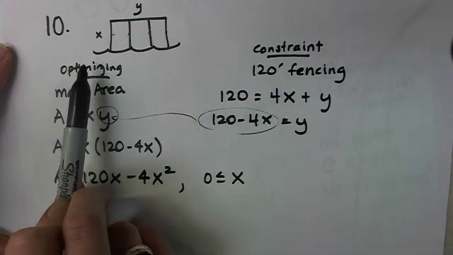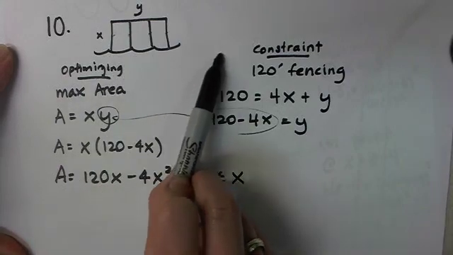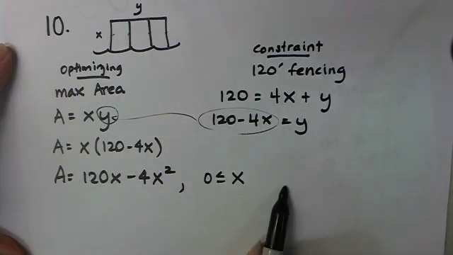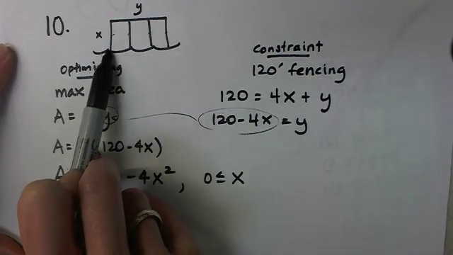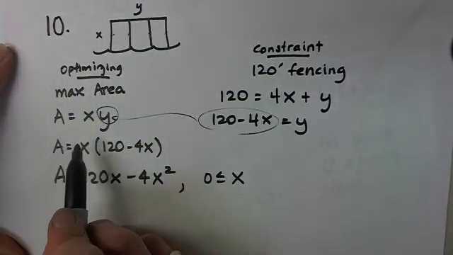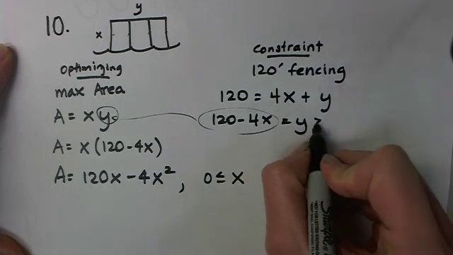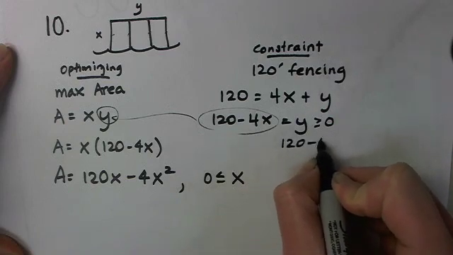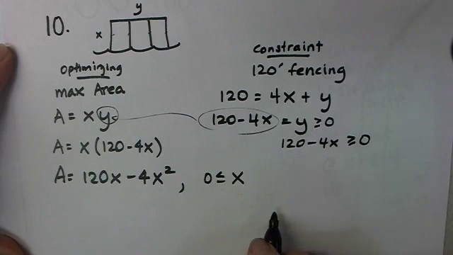But I mean, he could actually, I guess, use all 120 feet on y. It just would have no height to it, and it would be right along the river, and your area would be 0. Now there's an upper bound for x as well, and it's not 120 because if he builds one edge of 120, he's got no fence left for the other pieces. So the way you find the upper boundary for x is that y also has to be greater than 0. Well, y is the same thing as 120 minus 4x. So we solve this inequality and we find the upper bound on x.